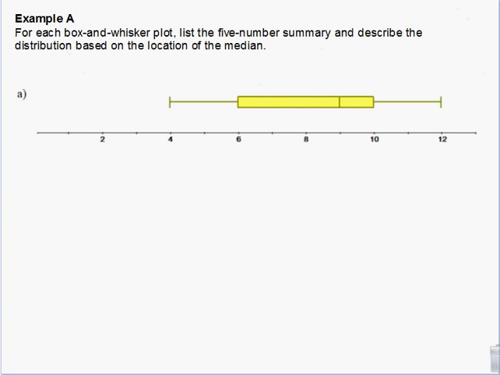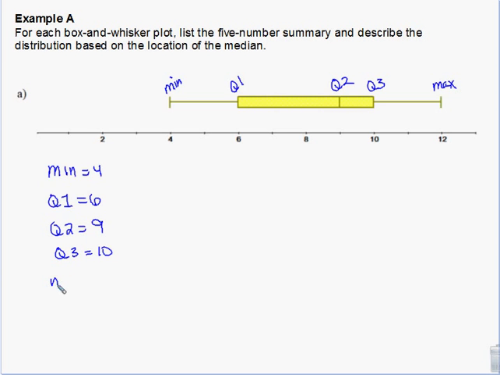So, okay, we're going to look at some, okay, here we go. We're going to list the 5-number summary. We have the minimum here, Q1, Q2, Q3, max. Skewed negative. Okay. So our minimum is 4. Q1 is 6. Q2 is 9. Q3 is 10. And the max is 12. They didn't ask us, but we'll just see if there's an outlier here.